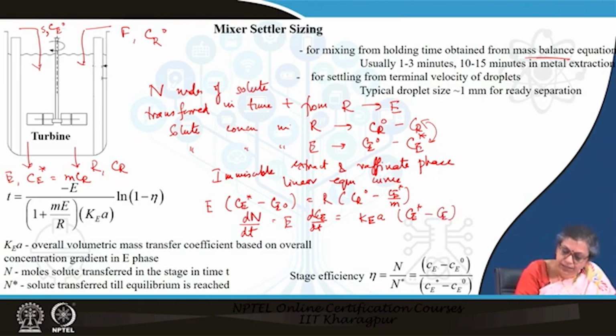If, instead of considering the extract, we had considered the raffinate, then in that case also we could have written it down and expressed it in terms of KRA, etcetera. Okay. So, from this equation, we find that the rate of transfer of solute from the raffinate to the extract phase can be expressed in terms of KEA, which is the overall volumetric mass transfer coefficient based on the overall concentration gradient in the extract phase.